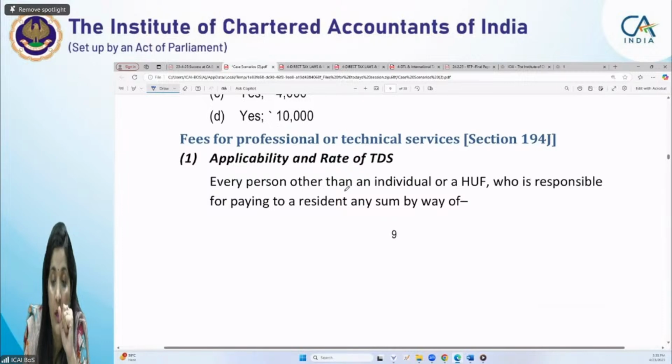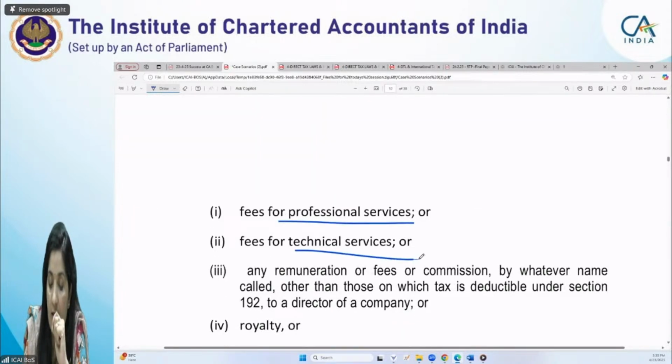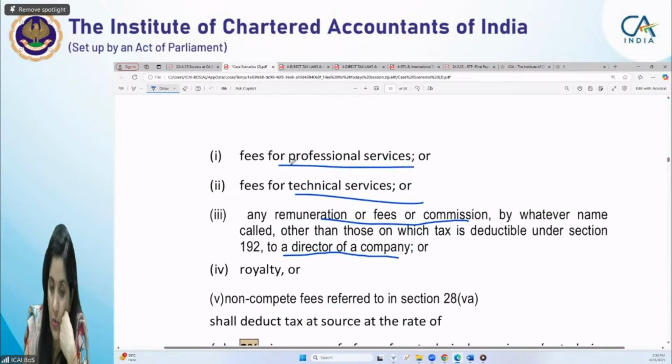Let's see that every person other than an individual or HUF who is responsible for paying to a resident any sum by way of fee for professional services, technical services, or remuneration, or fees or commission, whatever name called, other than those on which TDS is deductible under section 192, to a director, and royalty and non-compete fee. Five services have been given here. Fee for professional services, FTS is given separately, royalty is given separately, remuneration and fee for directors is given, non-compete fee is also given.